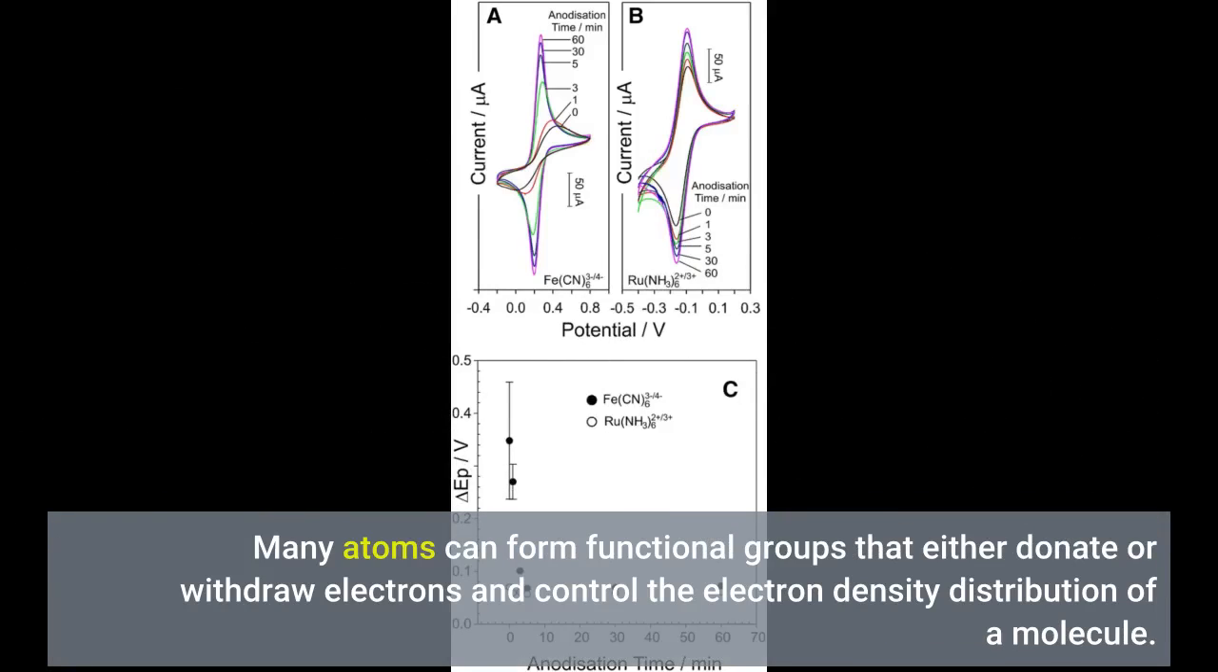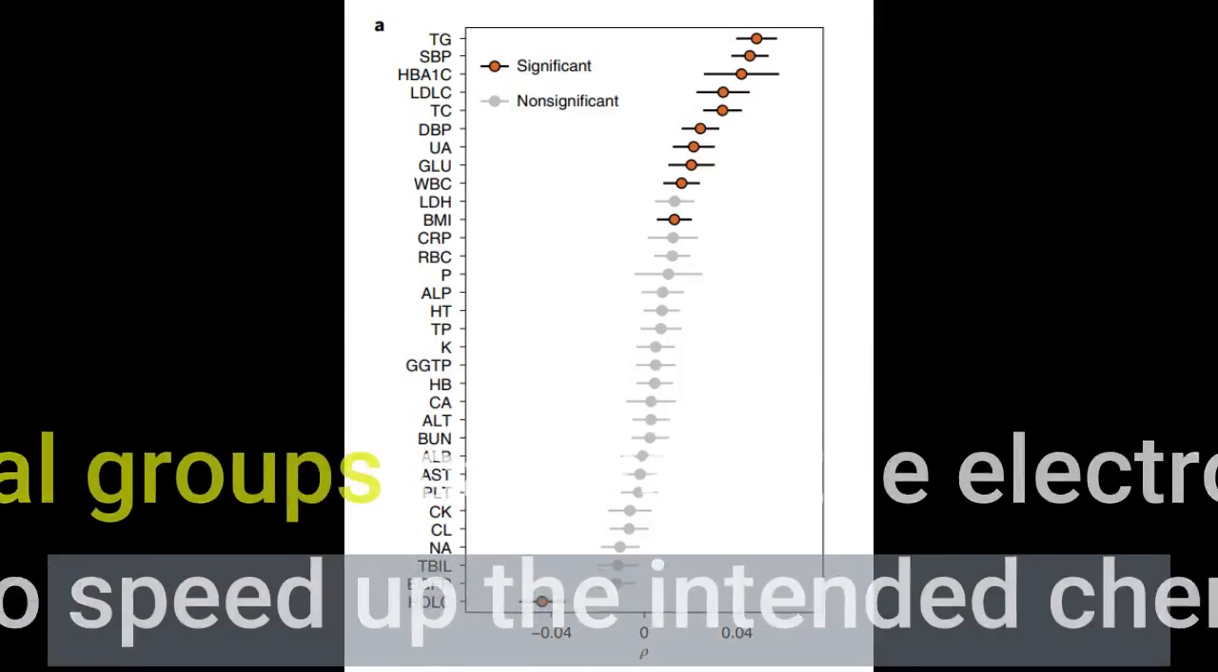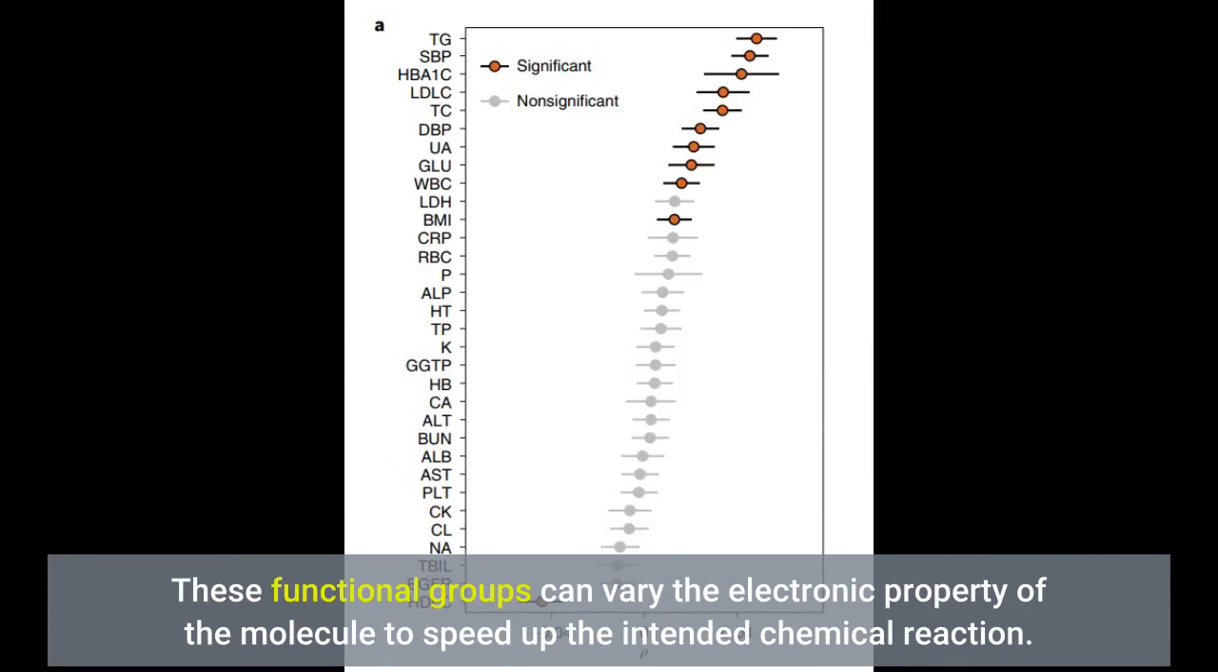Many atoms can form functional groups that either donate or withdraw electrons and control the electron density distribution of a molecule. These functional groups can vary the electronic property of the molecule to speed up the intended chemical reaction.